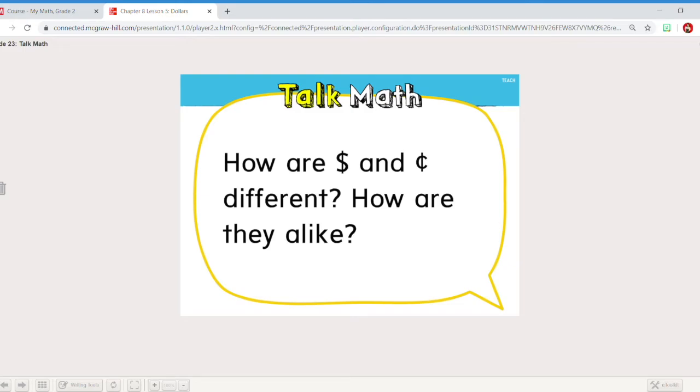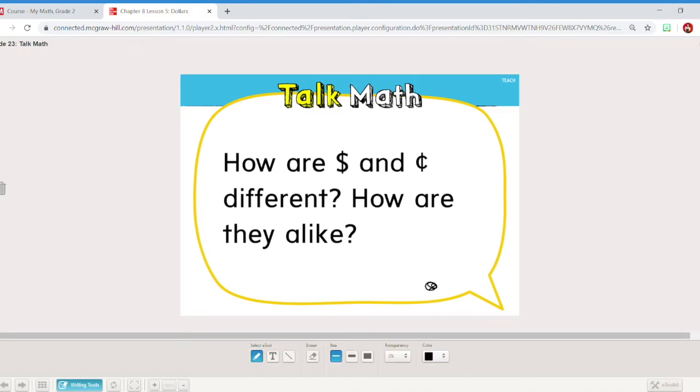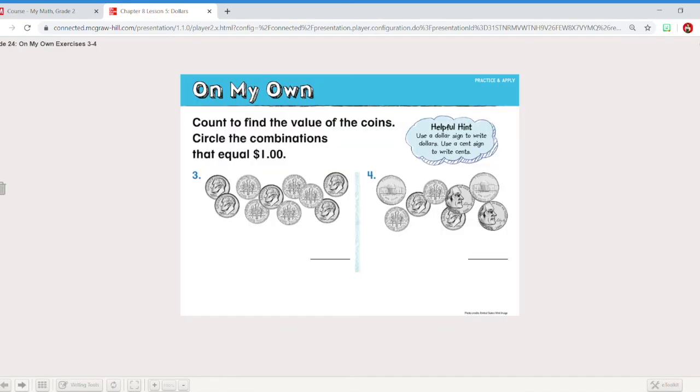How are the dollar and cent different? How are they alike? That's a good question. That's a question I want you to think about and talk with at home. So if you have a partner, a sibling, a parent, someone there to chat with, I want you to make a list of how they are different and how they are alike. I can't wait to hear what you come up with.